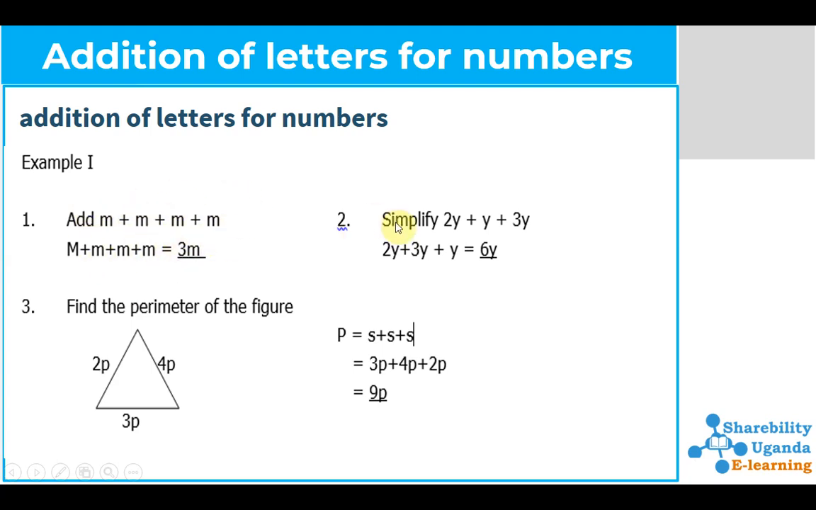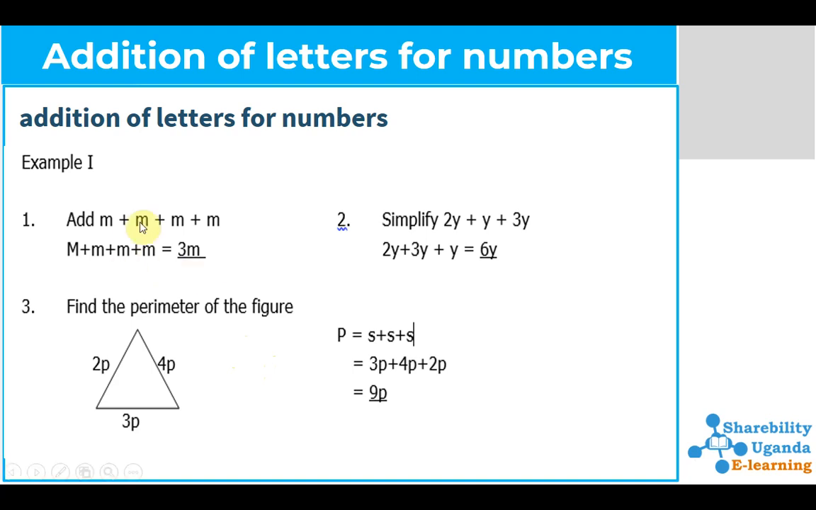We have our number 2 also. They are saying simplify 2y plus y plus 3y. Another question says find the perimeter of the figure. This means they can also bring it in the form of figures and shapes, like what we did. They can tell you to find the perimeter or the area of the figure, as we shall be seeing down here.